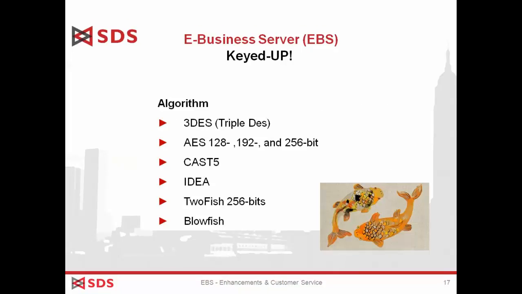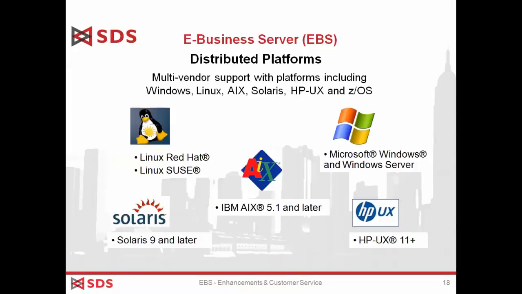You can specify which encryption algorithm eBusiness Server should use to encrypt the session key: 3DES or triple DES, AES-128, AES-192, AES-256, CAST-5, IDEA, Twofish, and Blowfish. Also, note that the RSA legacy keys will always use IDEA. Hopefully this has been helpful in showing you some encryption information. I'm going to go into the distributed platforms and the updates that we have there.